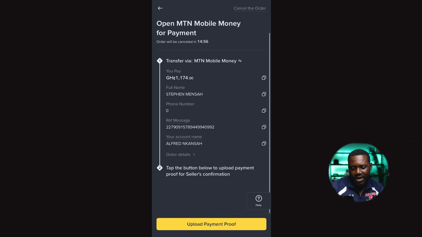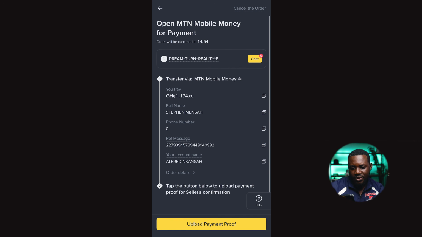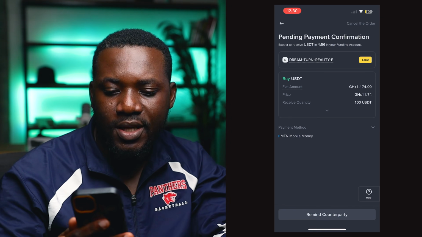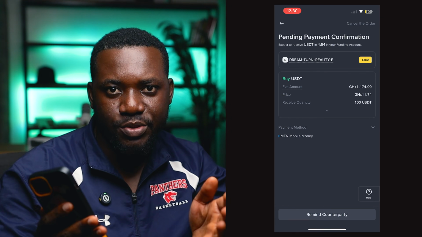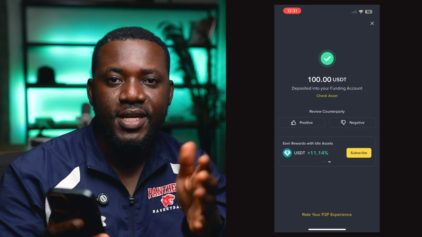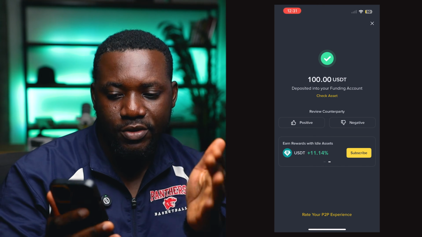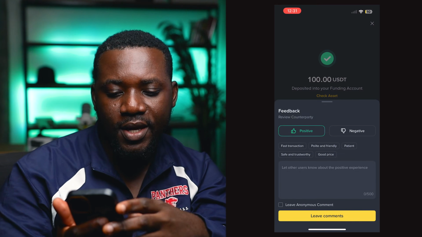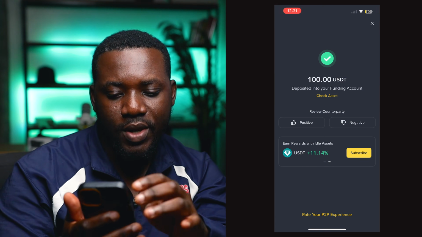Okay, so now my order has been placed, and it says that I need to upload payment proof when it's done. I just completed the payment, so I'm waiting for this guy to release the USDT to me so we can proceed. As you can see, the funds have been released to me and we now have 100 USDT in our account.